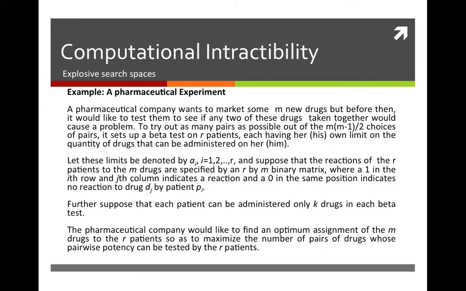And then we assume that each patient is limited to K drugs in each beta test. Even though a patient, patient a_i that is, may be able to deal with a_i drugs, at any point in time it can only handle K drugs at a time. So what the pharmaceutical company would like to do is find an optimum assignment of these M drugs to the R patients, in that it would want to maximize the number of pairs of drugs whose pairwise potency can be tested by the R patients.